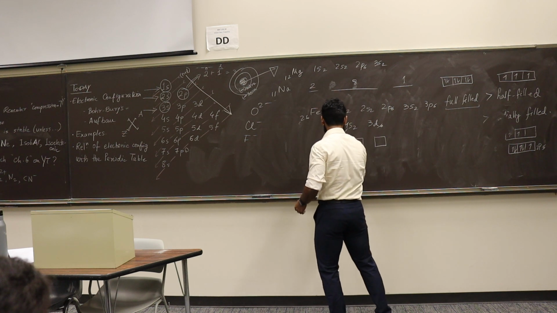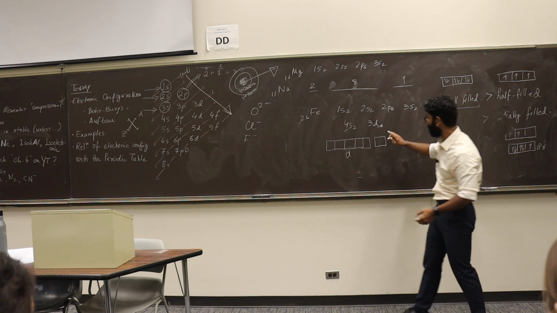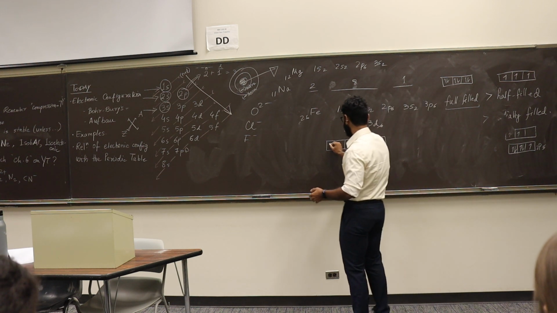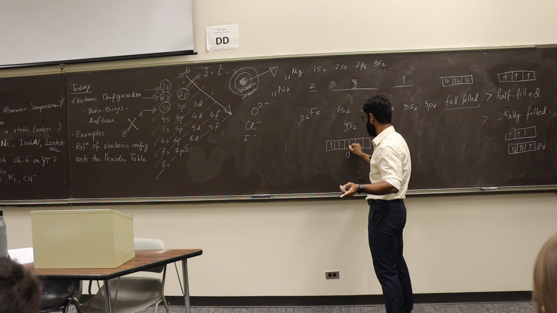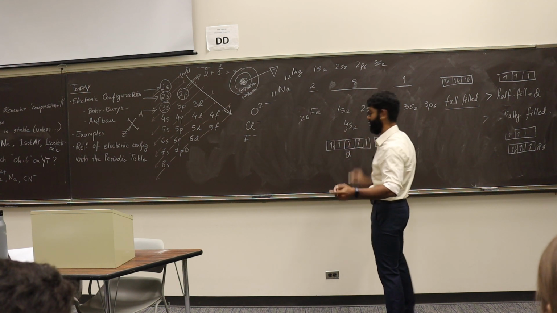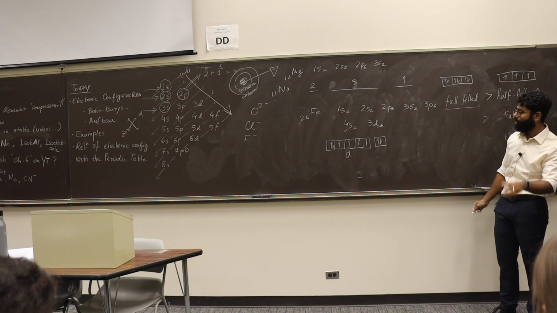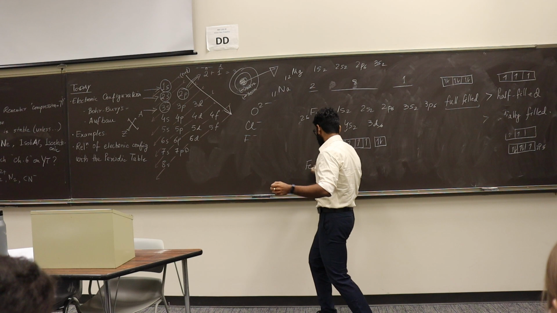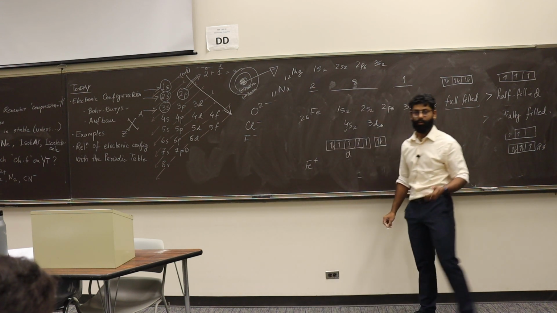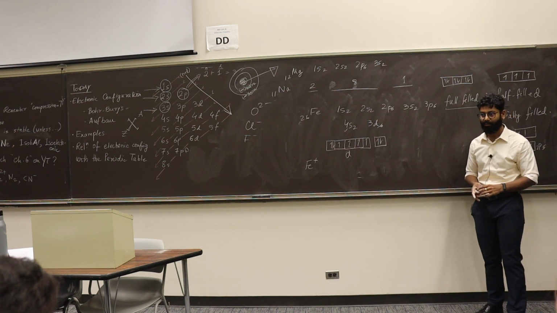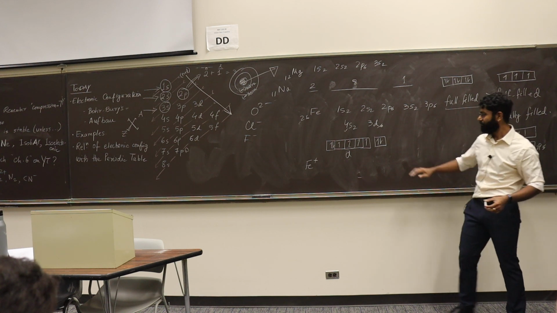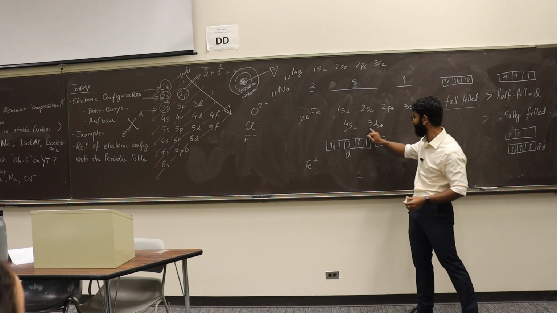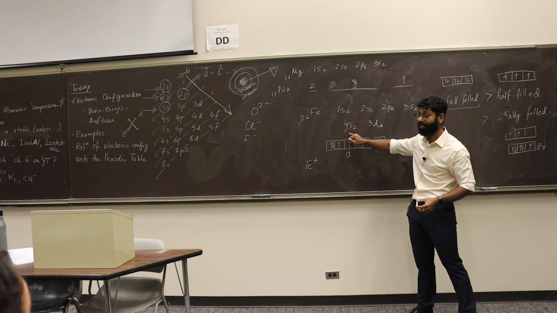Oh, 3d is 5. Okay, so you have 3d6 and 4s2. So the 4s2 got filled in first, and then you got 3d6. So it fills 1, 2, 3, 4, 5, and then it goes here. Okay, but this is iron. Now let's assume iron loses an electron. What is the electronic configuration then, when it loses an electron? Where will it take the electron out from? From 3d or 4s? It will take it from 4s.